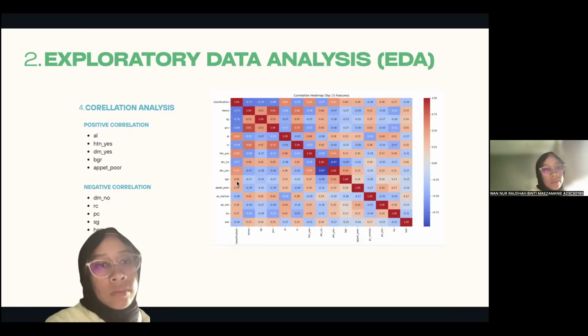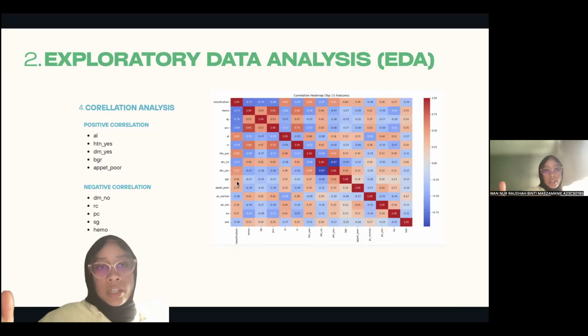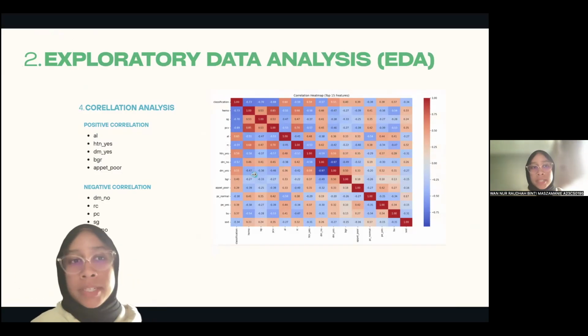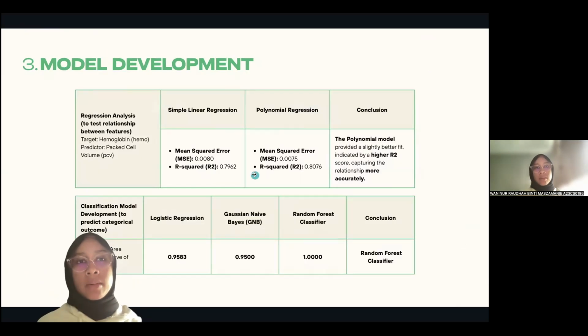And as we can see, for albumin, AL, the higher the albumin level in your urine, the higher the chance of you having CKD. So I pass the stage to my friend Angshumi to explain the model development.